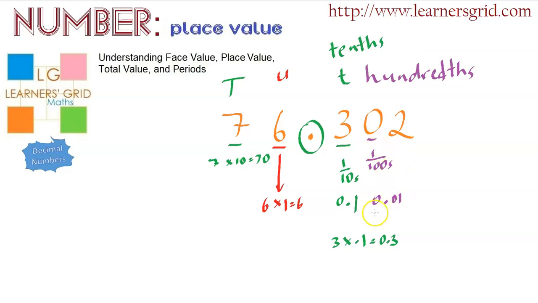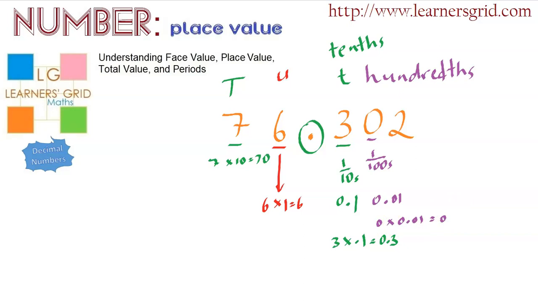And what does the 0 mean? Well, it's worth 0. I think you can probably anticipate that. The face value is 0. The place value is 0.01. And its value is, well, anything multiplied by 0 is 0.